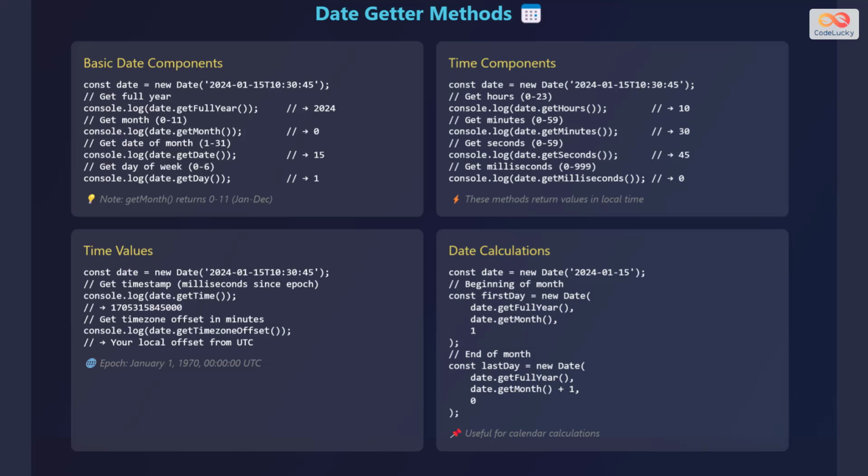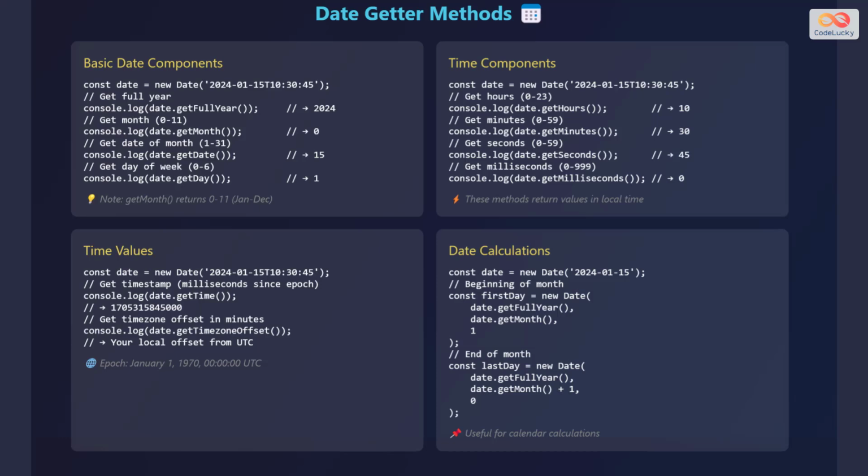The getDate method returns the day of the month ranging from 1 to 31. The getDay method returns the day of the week as a number from 0 to 6, with 0 representing Sunday, 1 representing Monday, and so on till 6 representing Saturday. The second section shows how to get time components, with getHours, getMinutes, getSeconds, and getMilliseconds methods retrieving the hours, minutes, seconds, and milliseconds respectively. These methods provide values based on your local time zone.